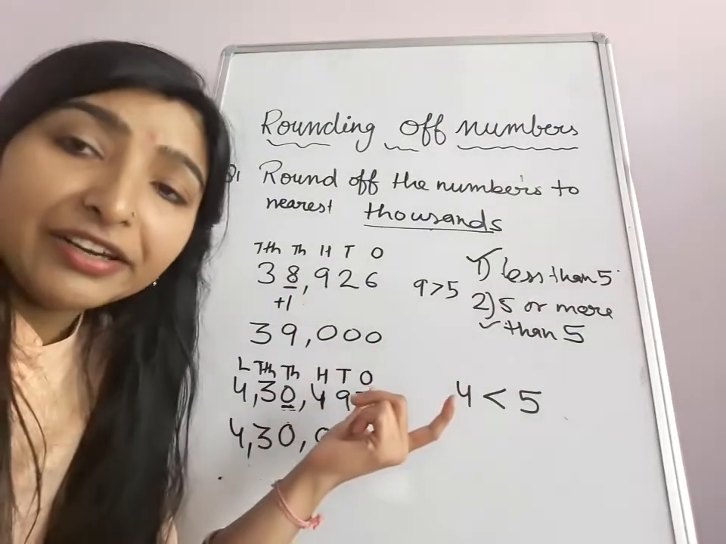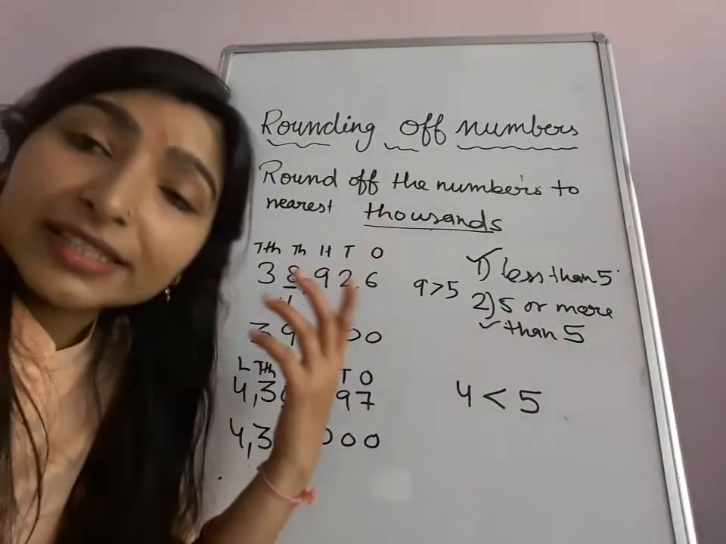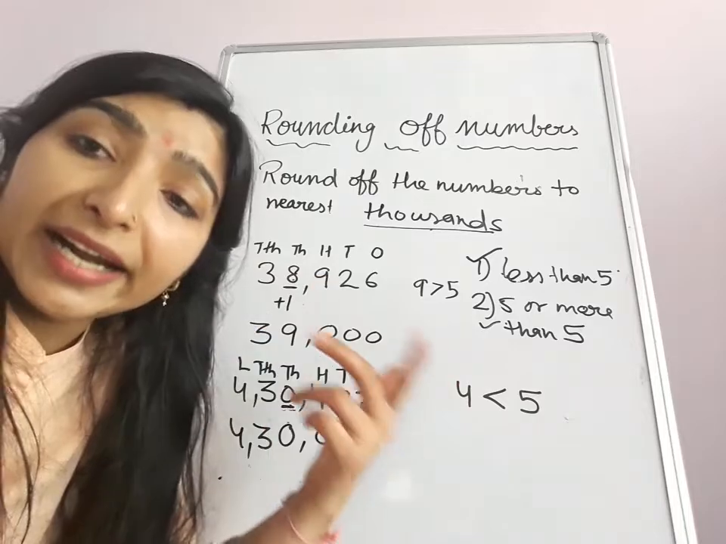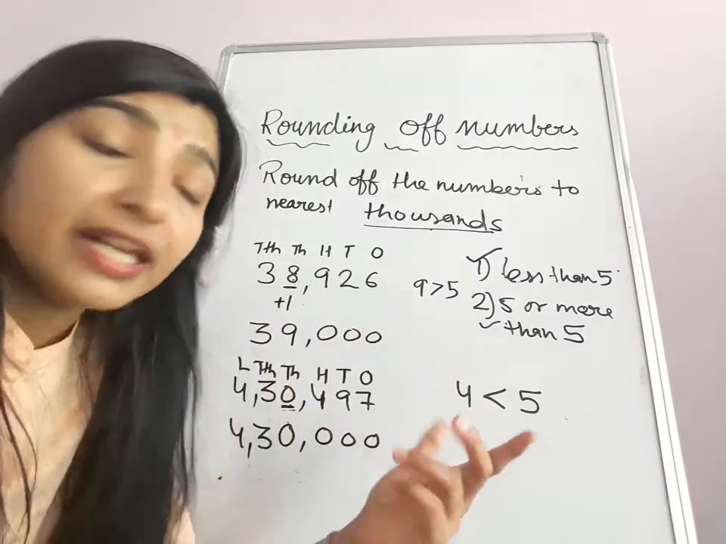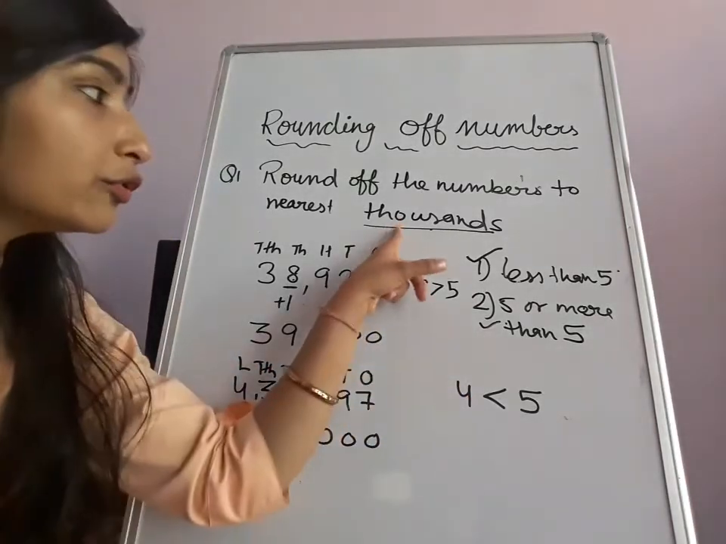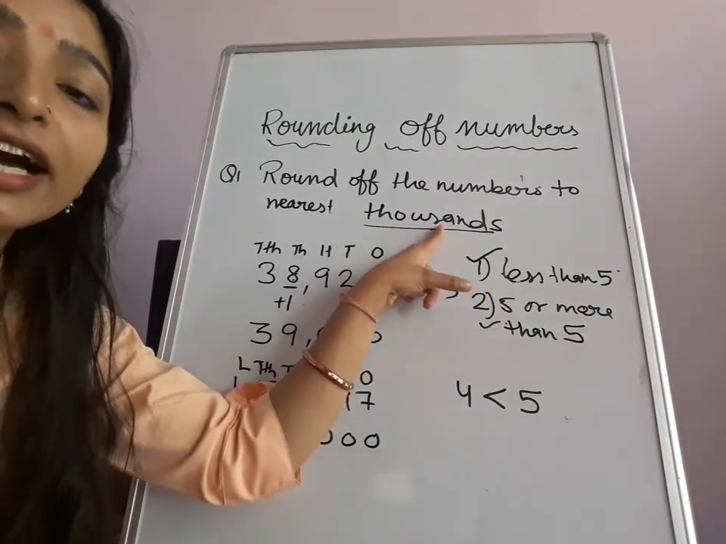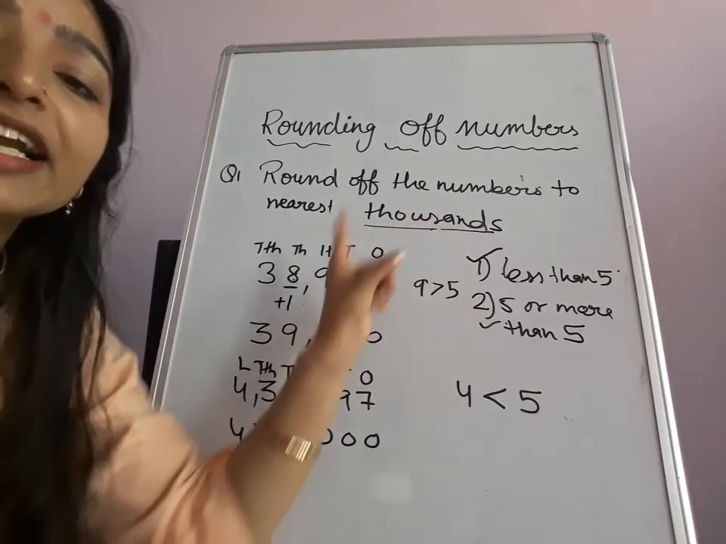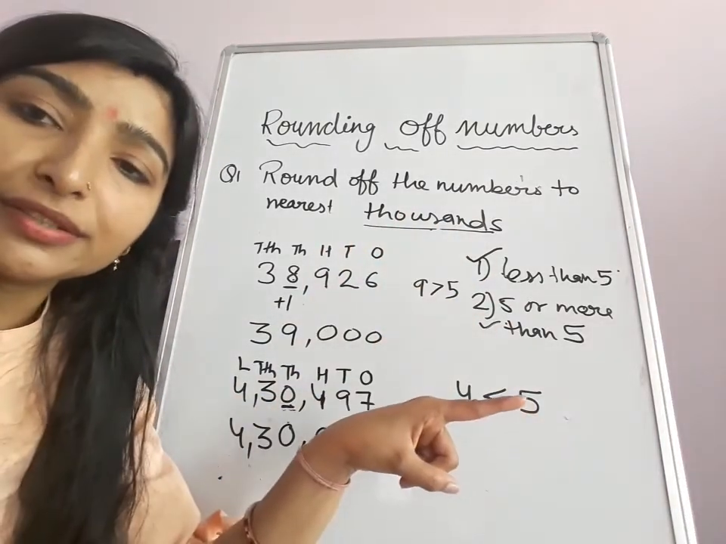Similarly, you can round off to the nearest 1000, 10,000, lakh, 10 lakh, any number. The same conditions you have to follow, and to whichever place you have to round off, you will underline only that place and compare the next digit to it.